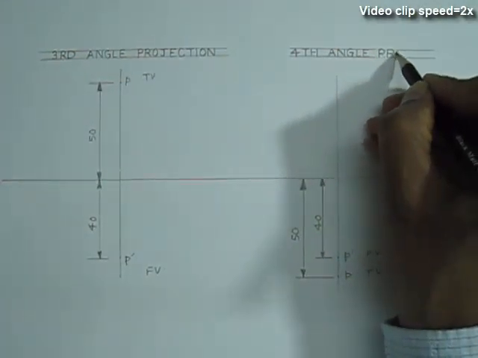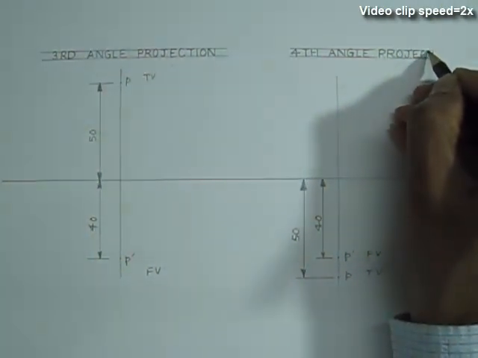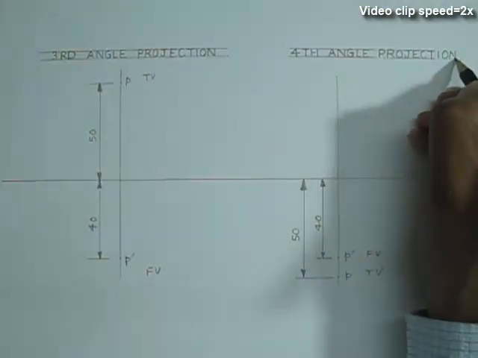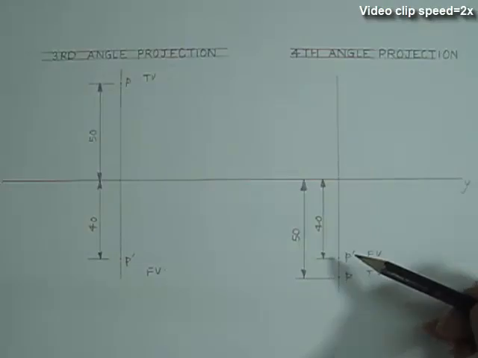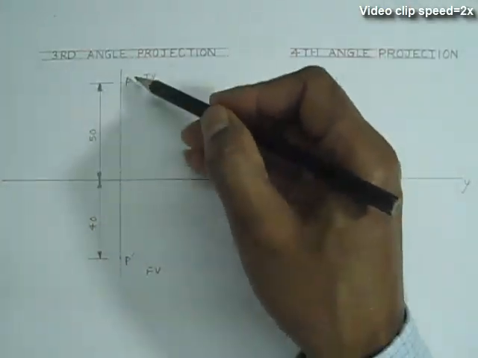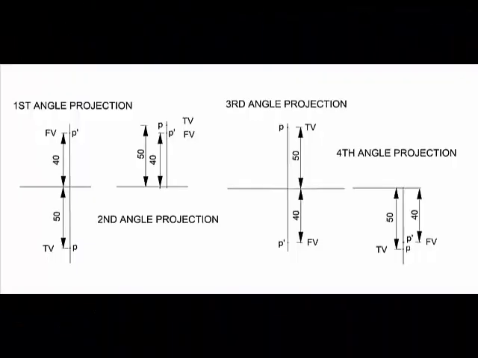So in this video we have shown the projection of a single point in all the four angle projection systems: the first angle projection system, second angle, third angle, and the fourth angle projection system. Finally, we should note that we only use the first angle projection and the third angle projection system for any kind of engineering drawing.